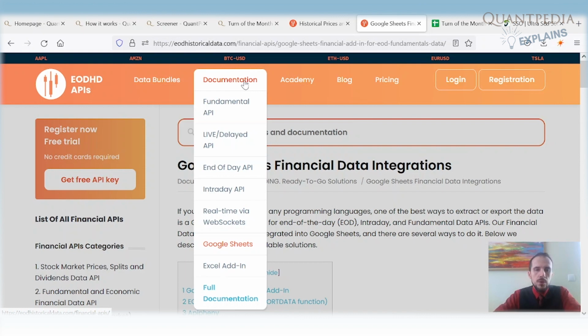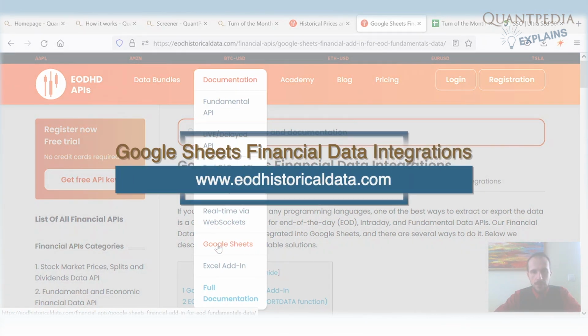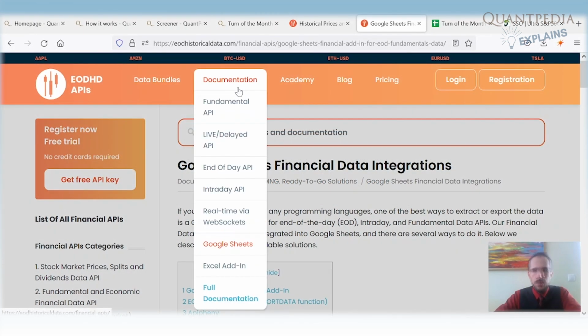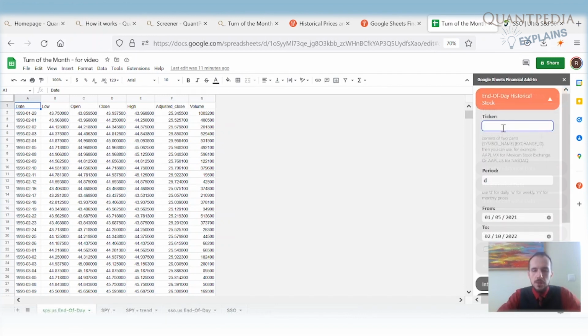What I will show you at the moment is how to use the Google Sheet add-in or plugin and how to backtest ideas in Google Sheets. You can use also Excel add-ins and some APIs. You can read the whole documentation at their webpage on how you can access the EOD Historical Data. The easy way is to integrate the Google Sheet financial add-in into our Google Sheets, and we can easily find any data that we need.